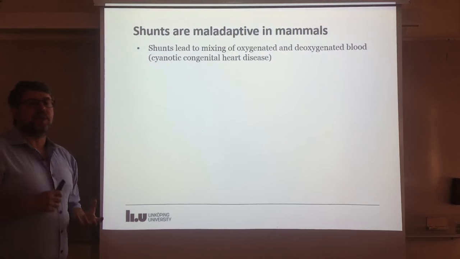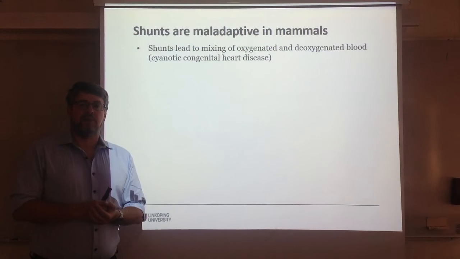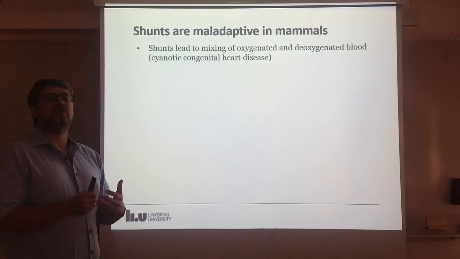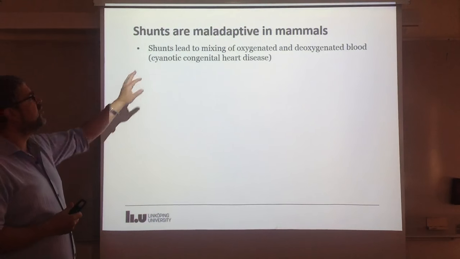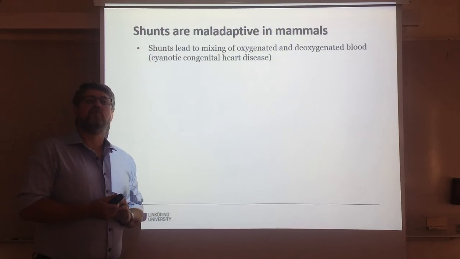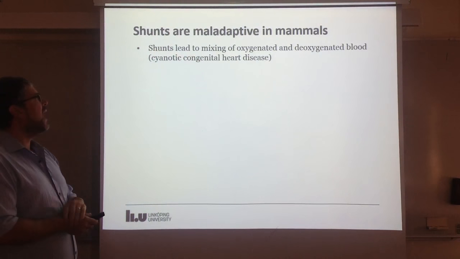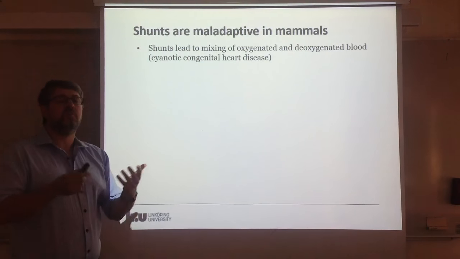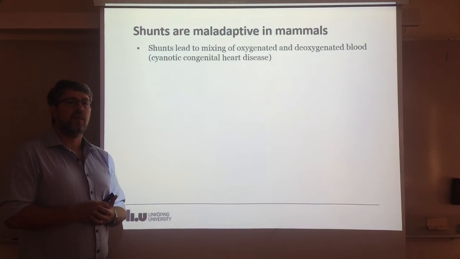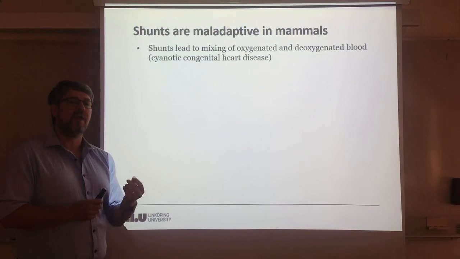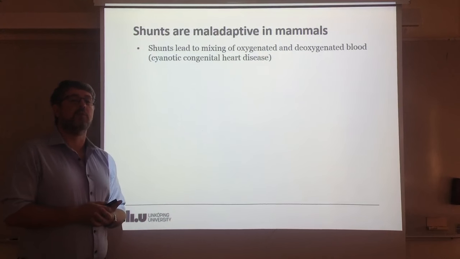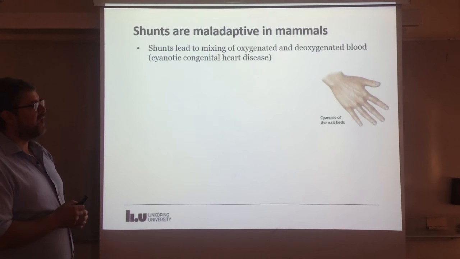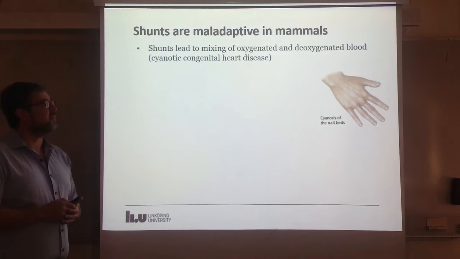Obviously, this brings the picture that in adult mammals, shunts are maladaptive. Shunts are a problem. Shunts lead to the mixing of oxygenated and deoxygenated blood, and that will trigger cyanotic congenital heart disease, meaning basically blue babies, meaning poor oxygenation of the blood, a bluish appearance, because the blood is not fully saturated with oxygen. That's what's seen here. Cyanosis of the nail beds, for example.